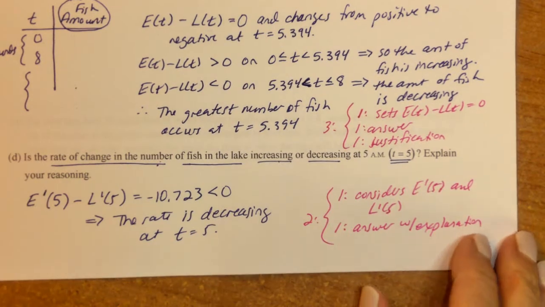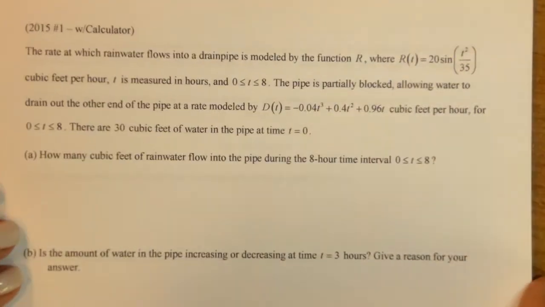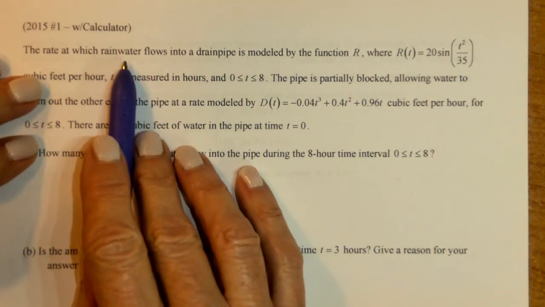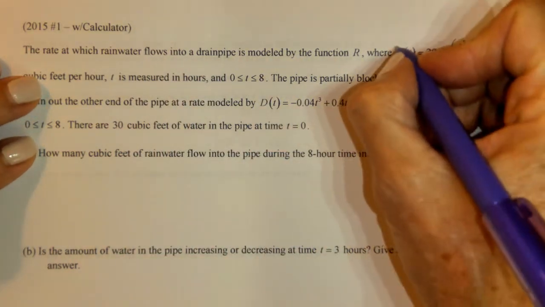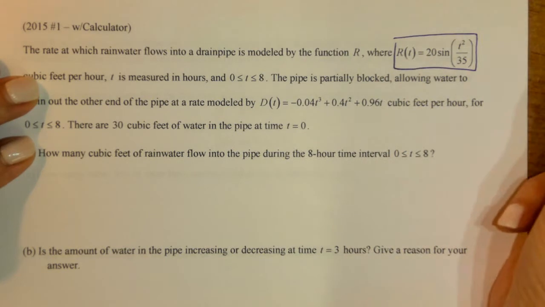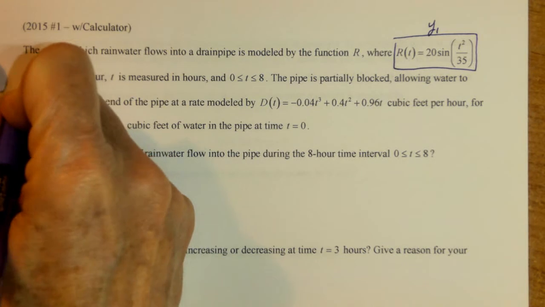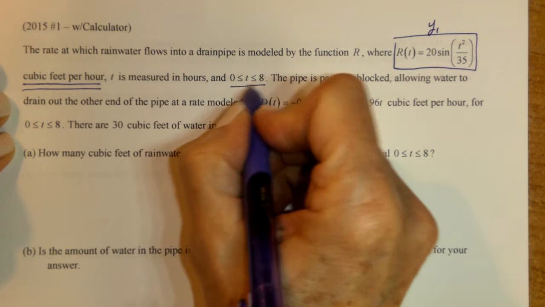So that was the problem from 2019. Next up, I'd like to take a look at the problem from 2015. We've got, this was number 1 with a calculator. We have the rate at which rainwater flows into a pipe is modeled by R here. So that's my rate in, that's going to go into my Y1. Cubic feet per hour are the units. We're from 0 to 8 again.